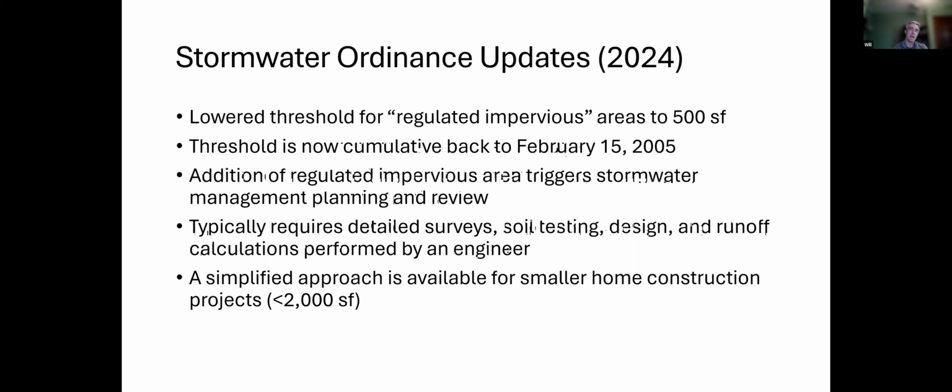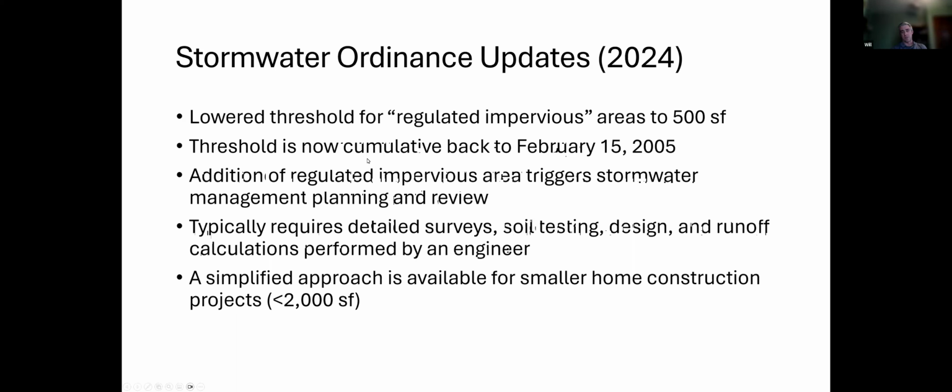So what that means is that if you have a small home construction project or any construction project where you're proposing to add impervious area greater than 500 square feet, since February 15th, 2005, that now triggers stormwater management planning and review by the township. And for larger projects, this typically requires detailed surveys, soil testing, and engineering design and runoff calculations.